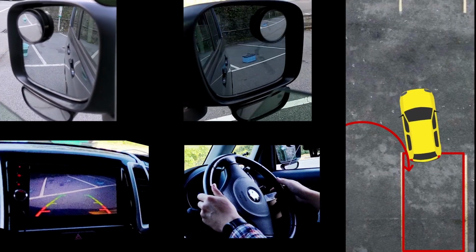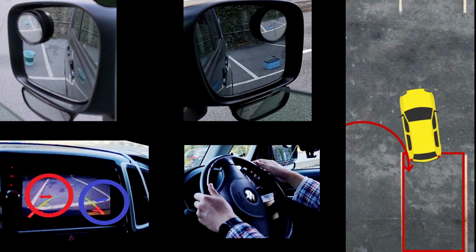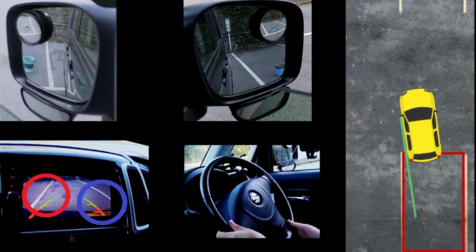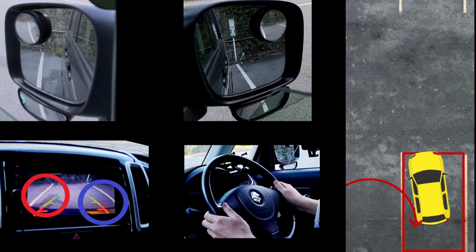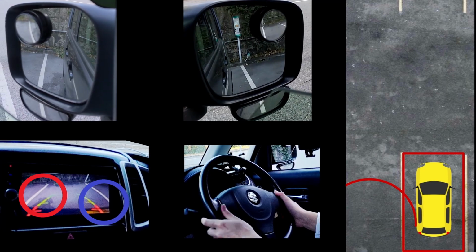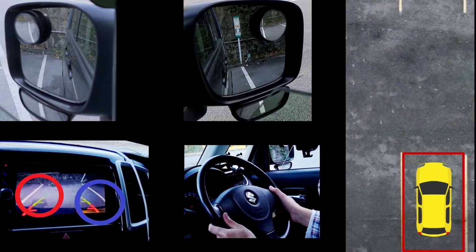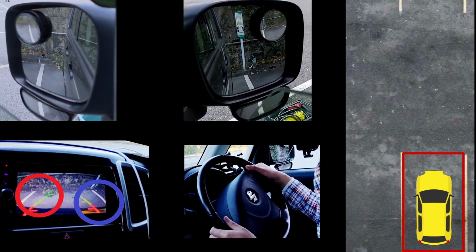If the gap in the red circle is less than the blue one, you can increase the gap in the red circle by straightening your steering wheel. When your car is still a little oblique, this can increase the gap in the red circle. And steer to the left again to make the car parallel to the parking slot.